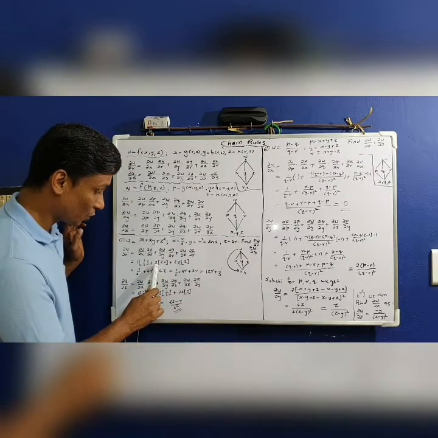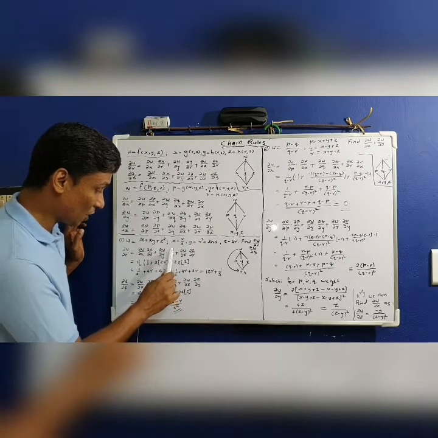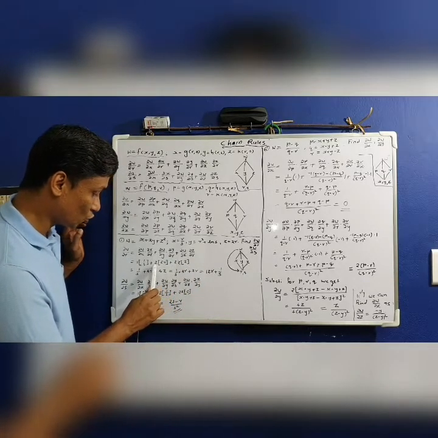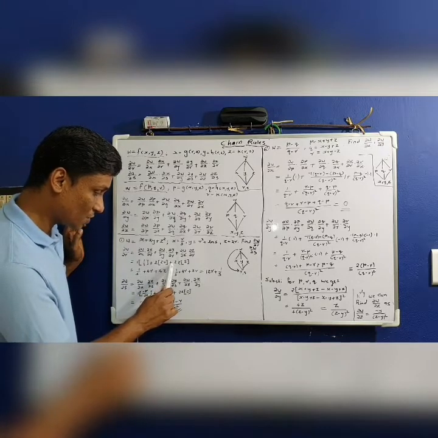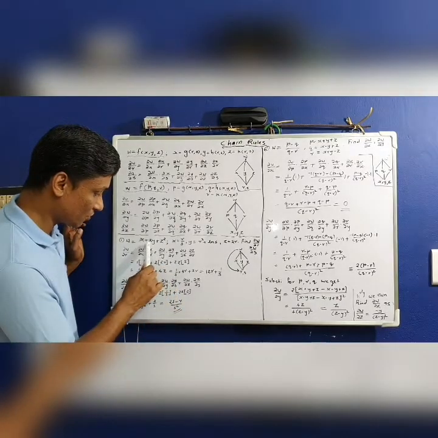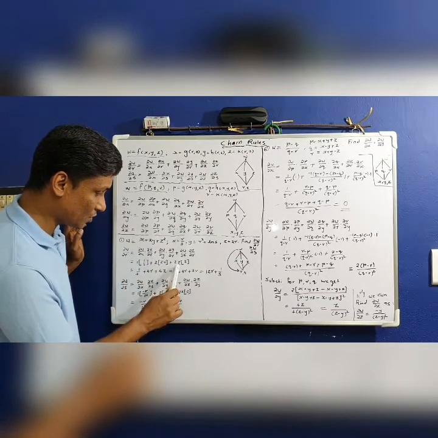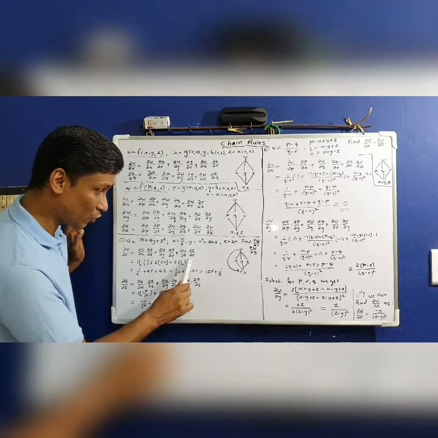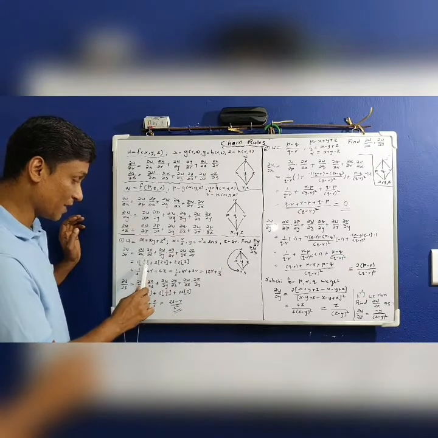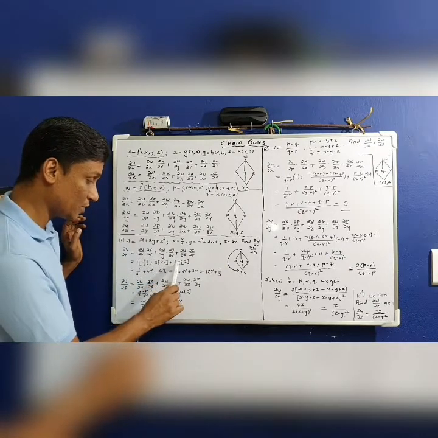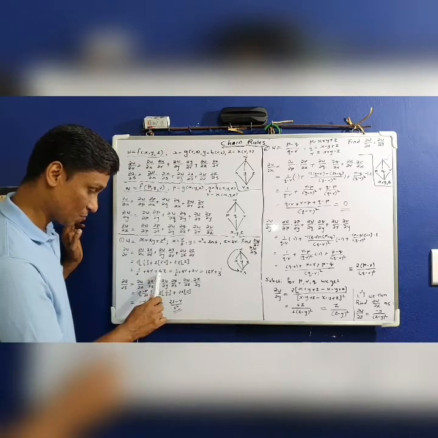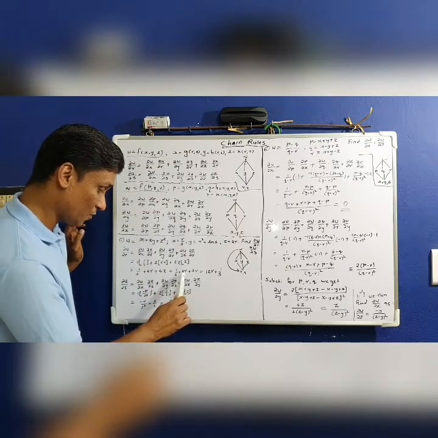2 into ∂y/∂r. ∂y/∂r is simply 2r. So 2 into 2r, plus ∂w/∂z. ∂w/∂z is 2z, and into ∂z/∂r. ∂z/∂r is simply 2. So 1 into 1/s, plus 2 into 2r, plus 2z into 2, that is 1/s + 4r + 4z.